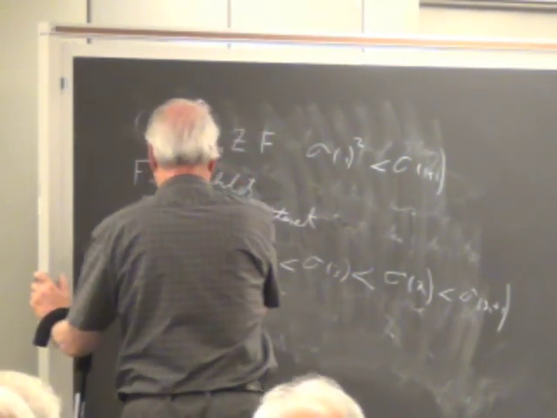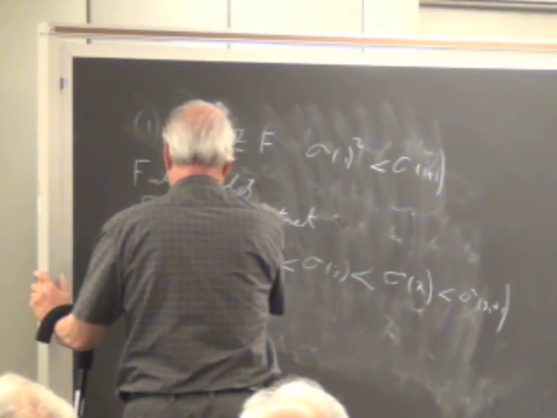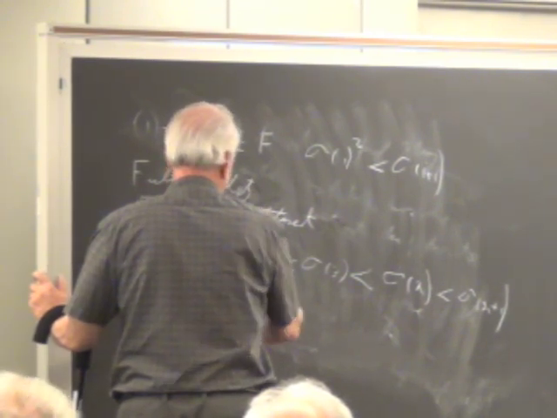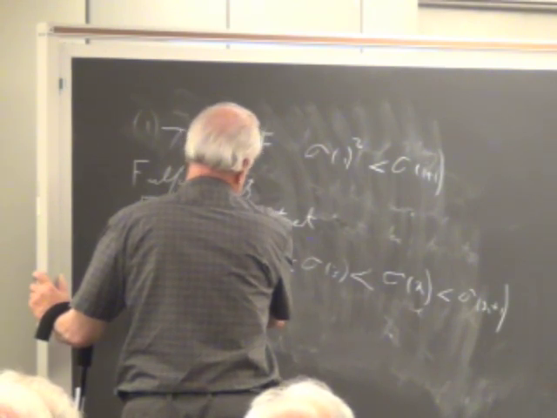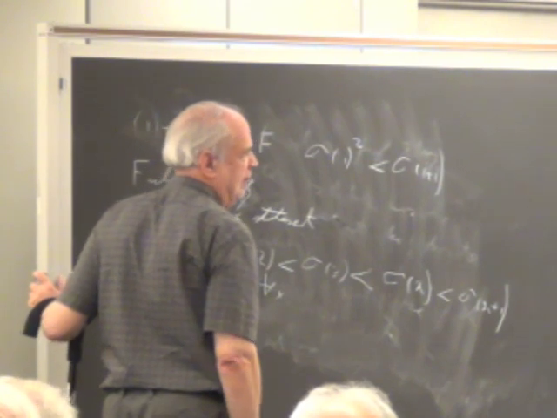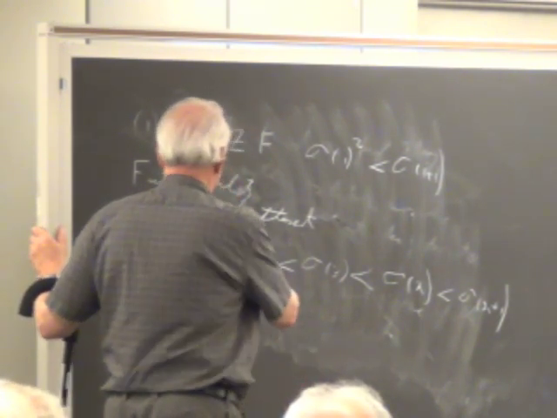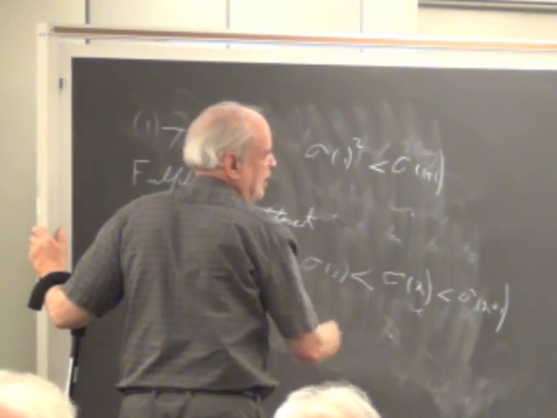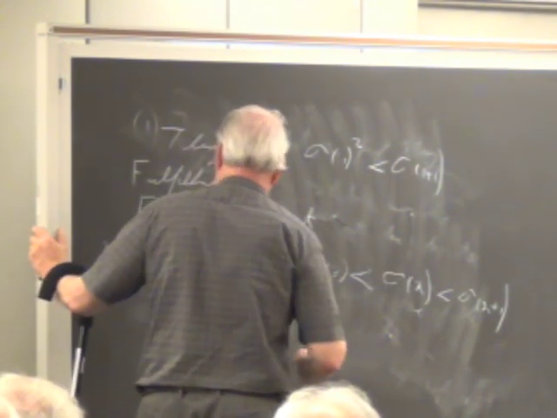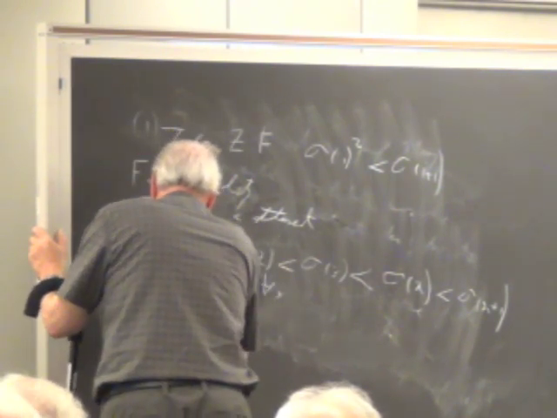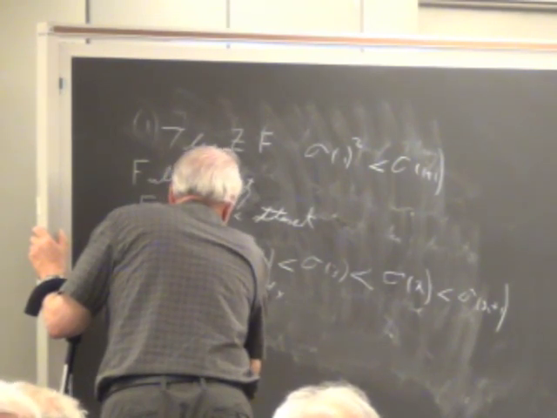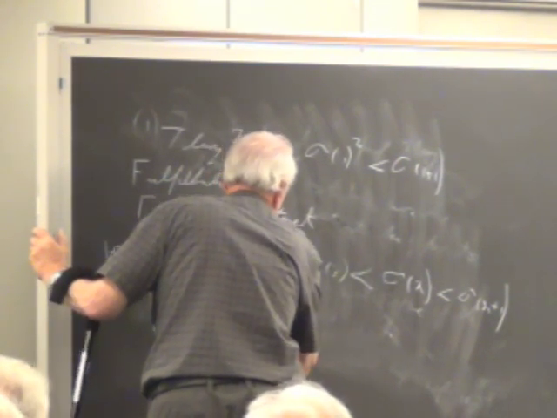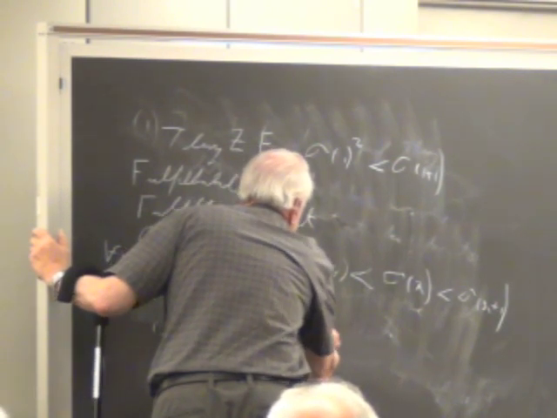Now, the rules of the game are that the universal player has to choose numbers less than sigma 1, and the existential player has to choose numbers less than sigma 2, and so on, right? See, so they alternate, right? Now, it should be obvious that A is true in the standard model here.